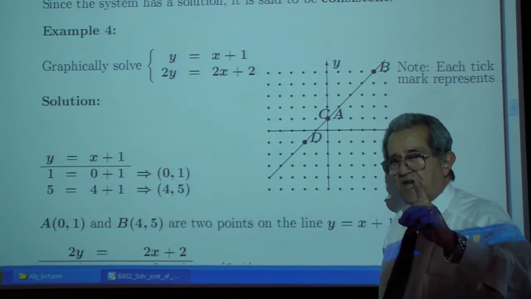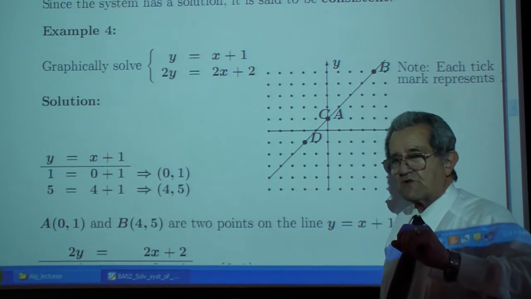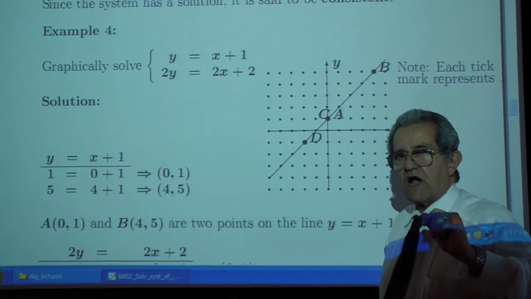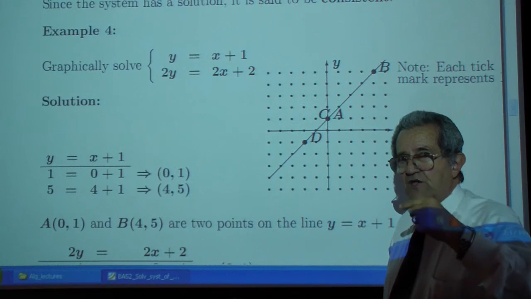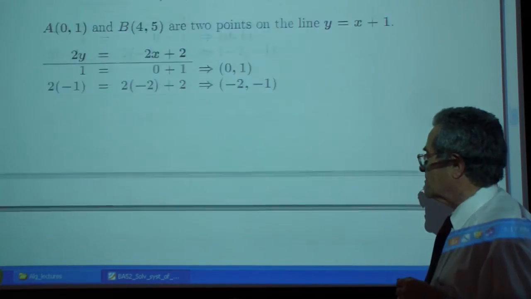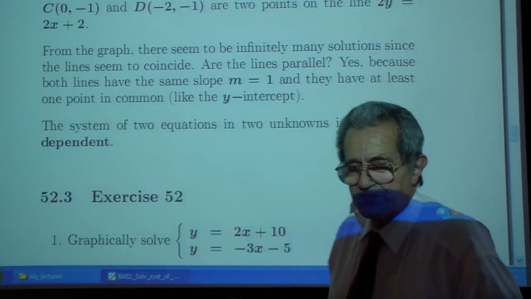I am saying there are infinitely many solutions. What I'm not saying is pick x arbitrarily and pick y arbitrarily. You can pick one of those two arbitrarily, like x, but y will have to follow what x is. Okay, exercises.